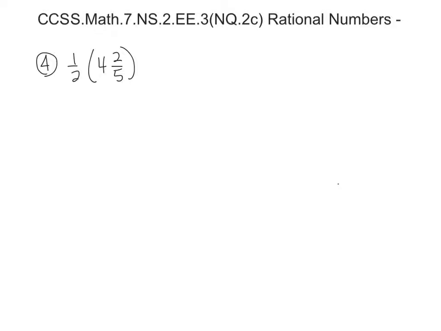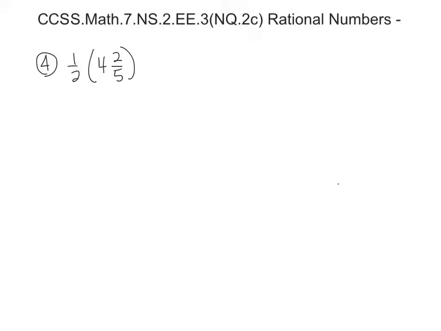Common Core State Standards, Math, 7th grade, Number Systems 2, Expressions and Equations 3, Number Quantities 2C, and we're still working with rational numbers, and this time we're multiplying mixed numbers. And so we have the problem 1/2 times 4 2/5.